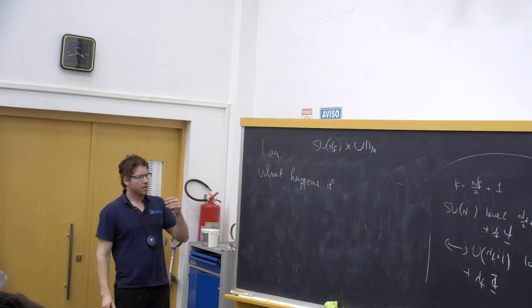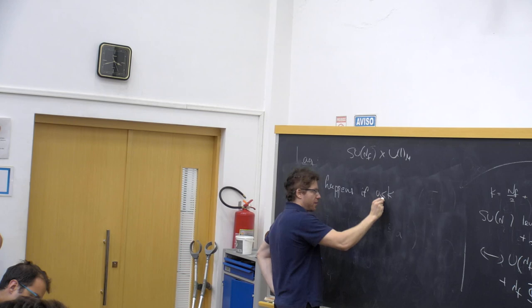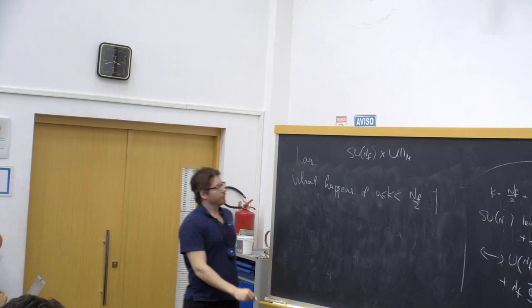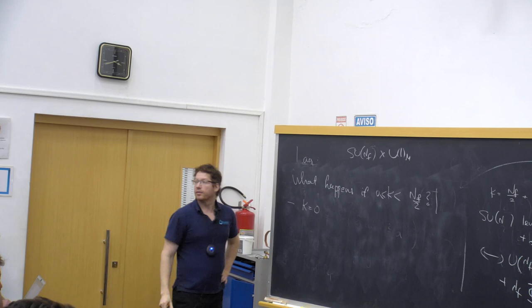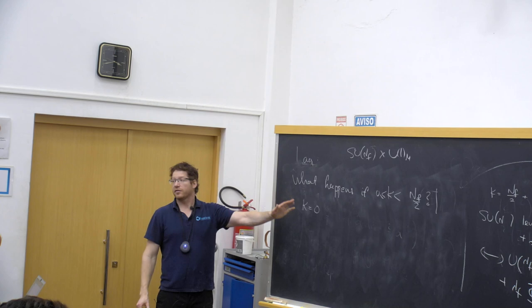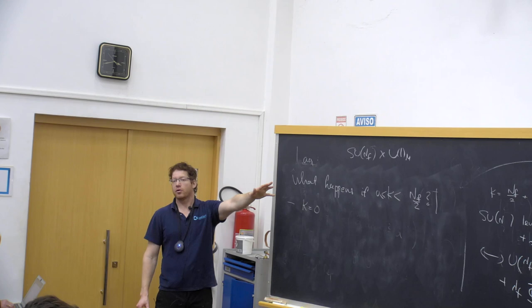So what happens if k is, without loss of generality, non-negative, but smaller than N_f over 2? Okay? So this is an interesting question for two reasons. The first reason is that this includes the special case where k vanishes. The special case of vanishing k is the most easily accessible case for lattice practitioners, because in that case, they don't need to put the Chern-Simons term. And lattice people do not know how to put the Chern-Simons term at the moment. So this is accessible by lattice people.